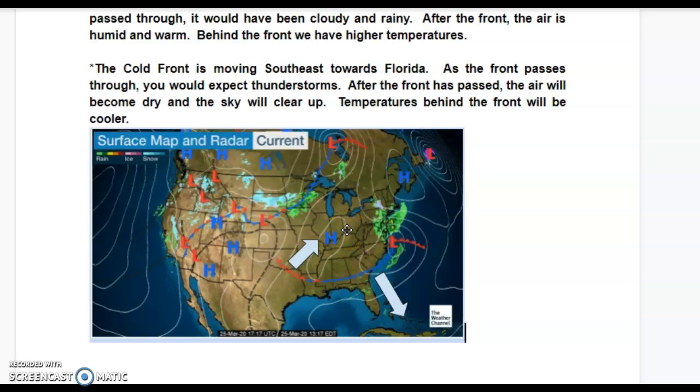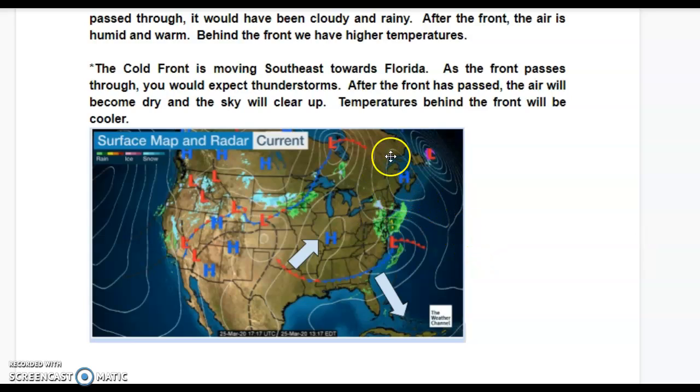So after it's passed through, Texas would be experiencing higher temperatures. The cold front I'm looking at right here is about to go through Florida, so it's moving in this direction, kind of a southeasterly direction. Before the front gets there, the temperatures will be warmer. After the front, the temperatures will be cooler. When the front gets there, you might get some thunderstorms.